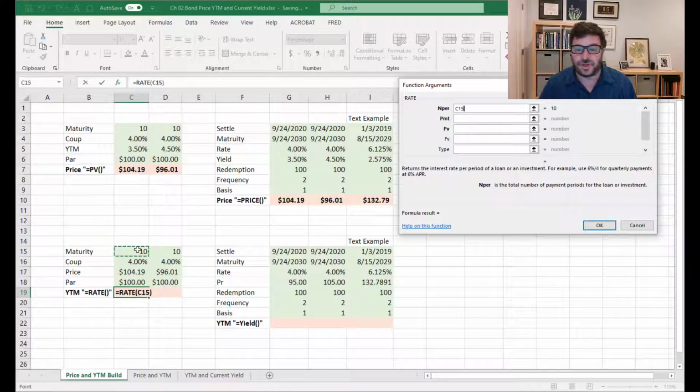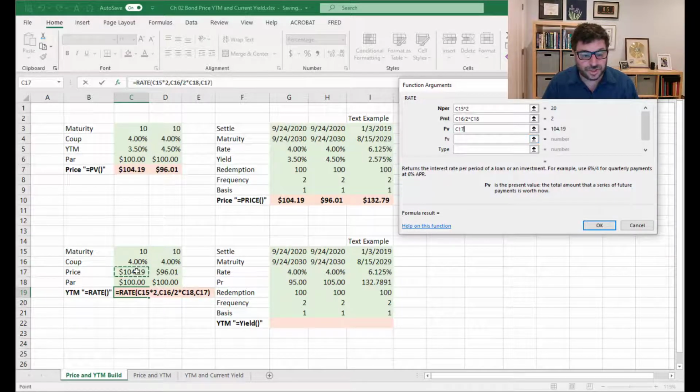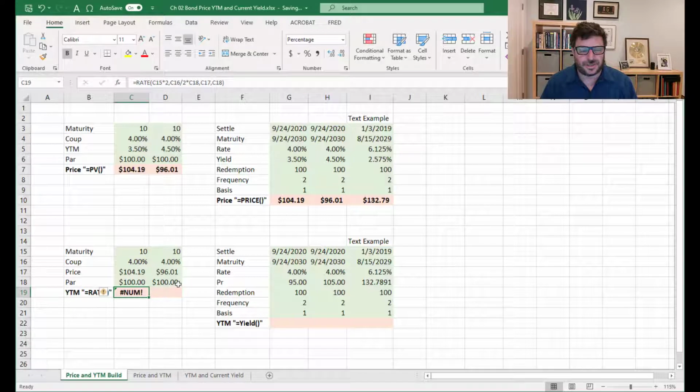So the number of periods is going to be that times 2. The payment is going to be the coupon payment, again, divided by 2 times the par value. The present value is going to be the price. The future value, again, is the future value, and type is not something I have to worry about because the payments are at the end, so I can omit that, and I click enter, and I get an error.